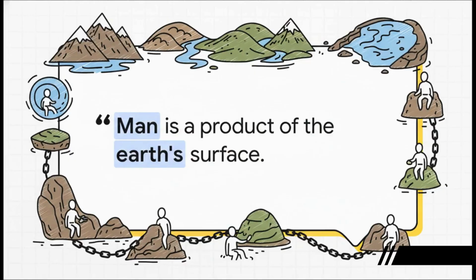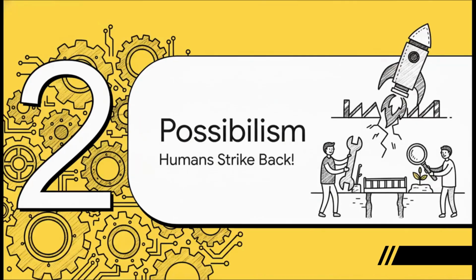And this quote sums up their entire philosophy perfectly. Man is a product of the Earth's surface. It's this idea that we are literally molded by the land we live on, almost like clay, with very little choice in the matter. It's a really strong and, you could say, pretty rigid point of view. But, of course, the story doesn't end there.